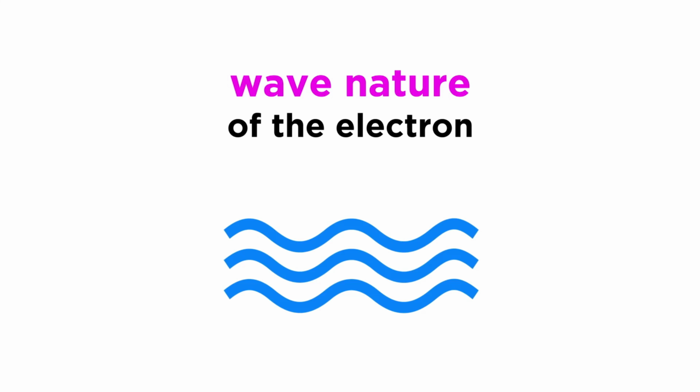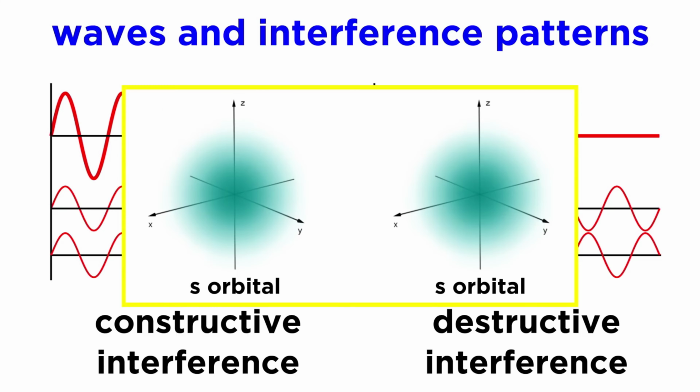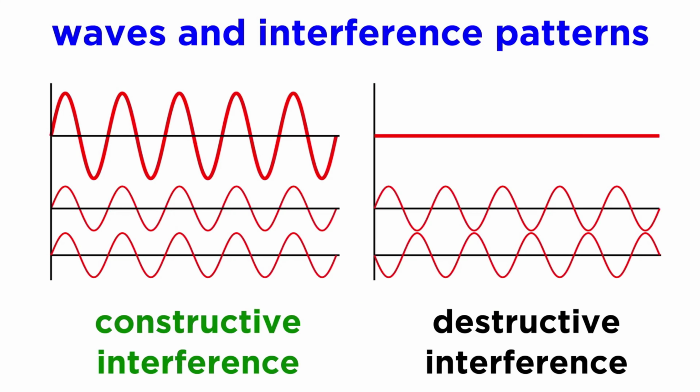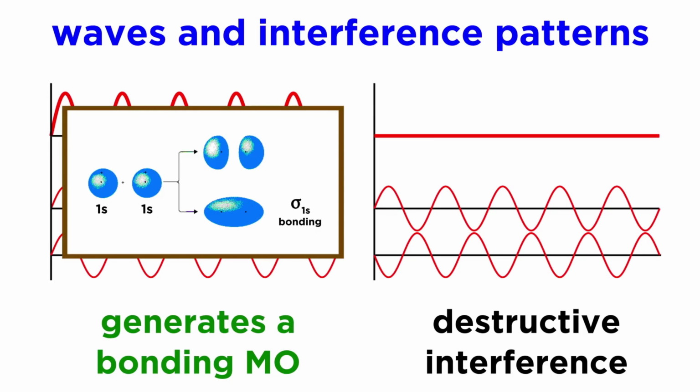This theory requires that we strongly consider the wave nature of the electron. In the classical physics series, we talked a lot about waves and interference patterns. So to get the full picture of wave behavior in order to better understand molecular orbitals, check out this tutorial now. Otherwise, we simply need to understand that when two atomic orbital wave functions are combined, like these two s orbitals, there can be constructive interference, where the peaks line up with the other peaks. This causes the amplitude to increase, which results in a bonding molecular orbital, like the sigma s orbital.